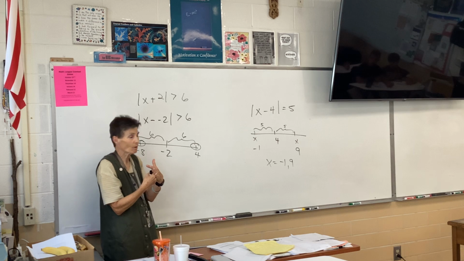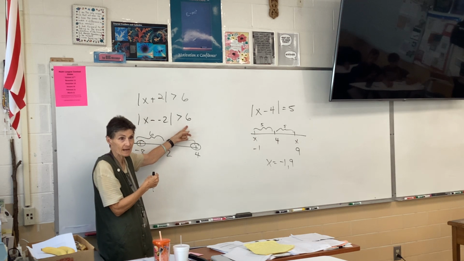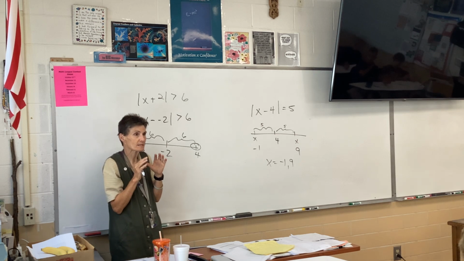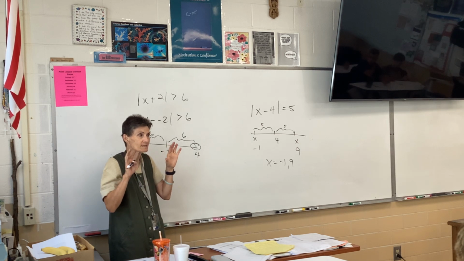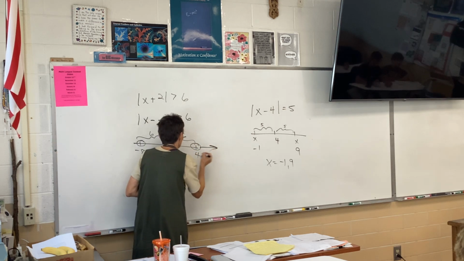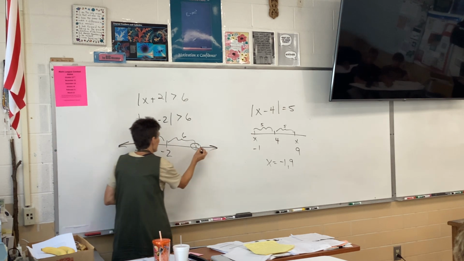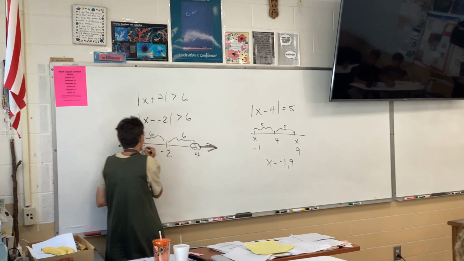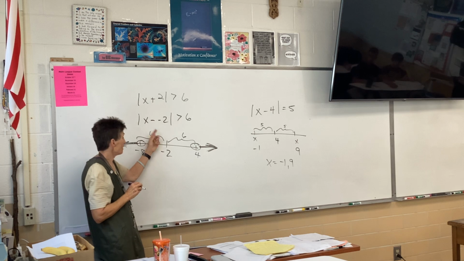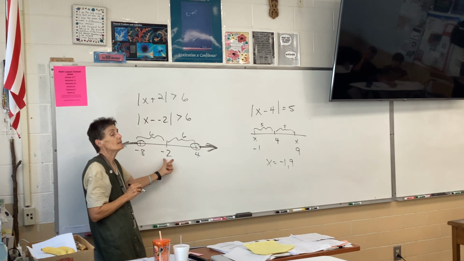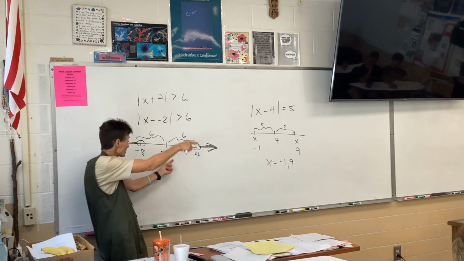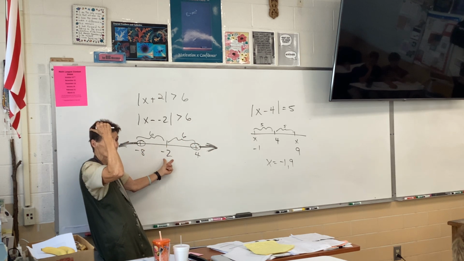I need to be more than, exactly 6, sorry, exactly 6. I need to be more than 6. So where am I on this number line if I'm more than 6 away? Outside. This says that the distance between some number and -2 is more than 6. So it's got to be past 4, and past -8.